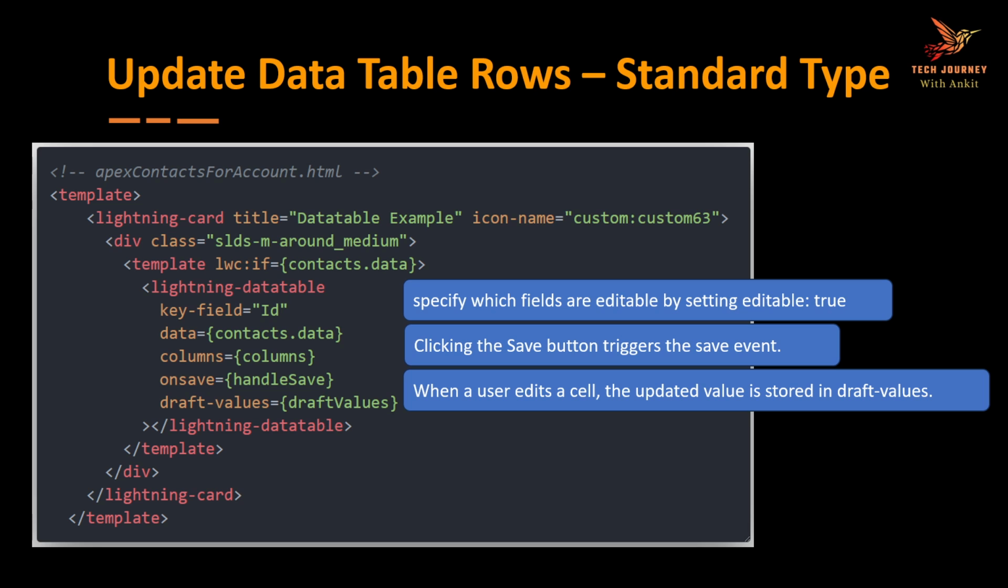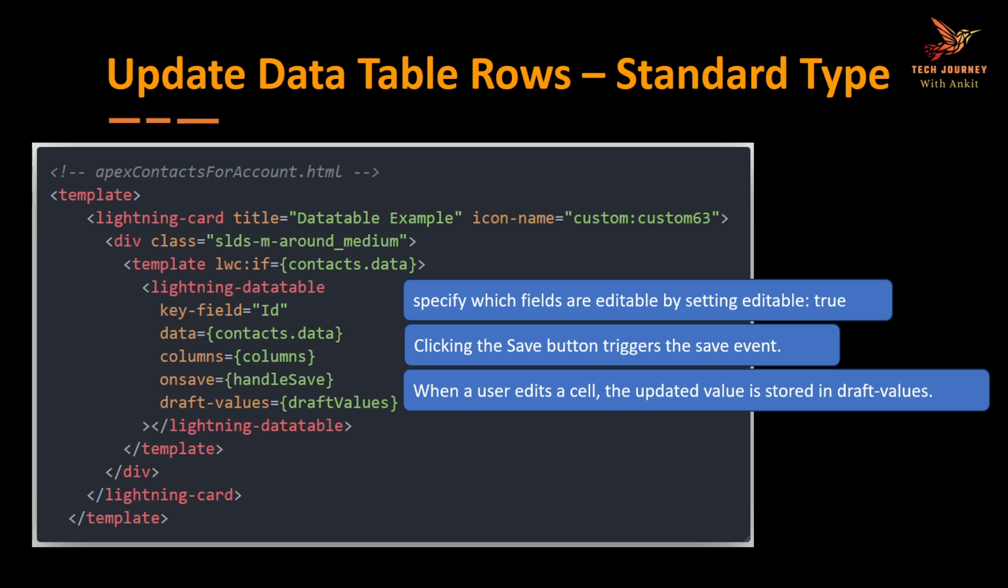Now what is a draft value? For example, let's say I am modifying a contact and the modified value for that contact is Ankit. Right now I need to store that modified value somewhere, and this is where the draft values come up. Whenever the user edits a particular cell on the data table, the updated values will be stored in the draft value.